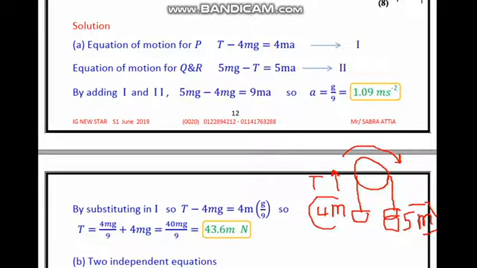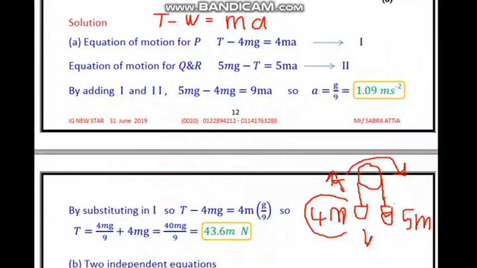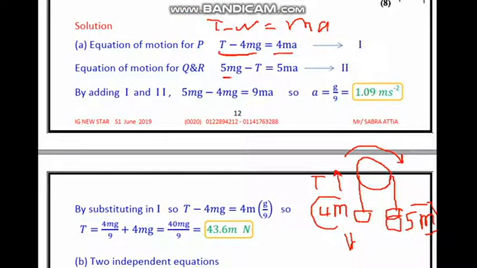For the body of mass 4m, the tension is up and the weight is down. The general form of the second law will be T minus W equals ma. W, the weight, equals mg, as you know, but m equals 4m in this case. So the equation would be T minus 4mg equals 4ma. For the side 5m, we can write 5mg minus T equals 5ma.